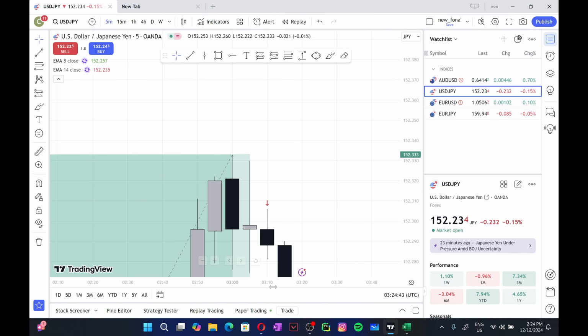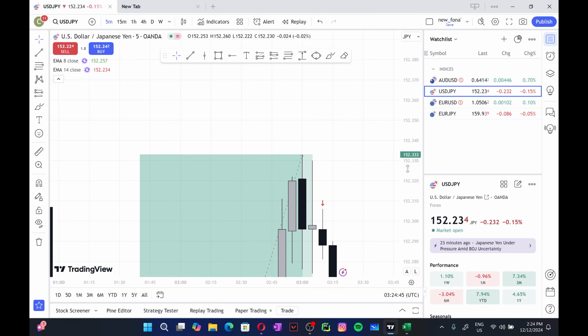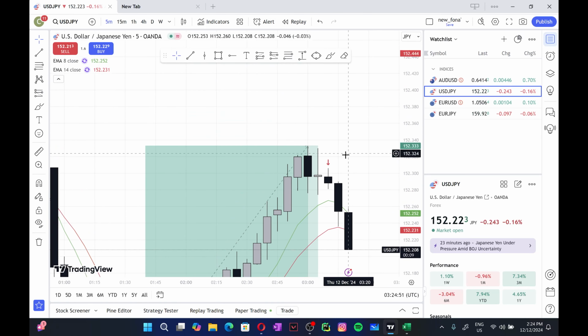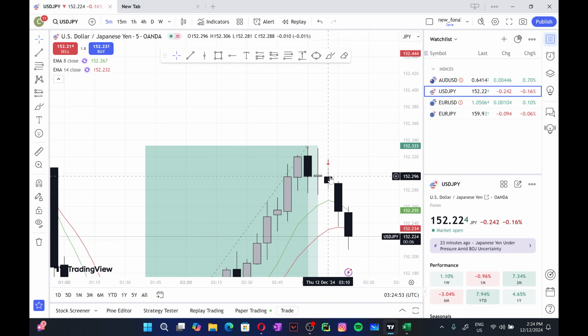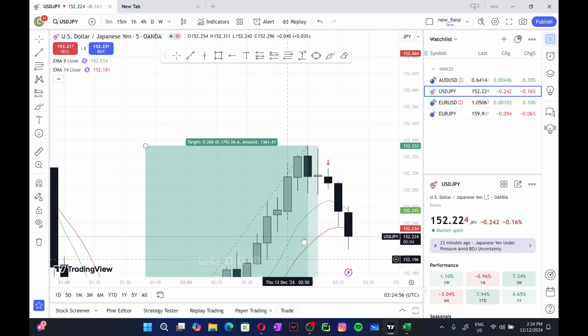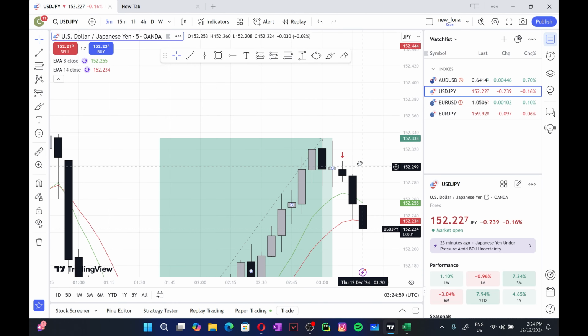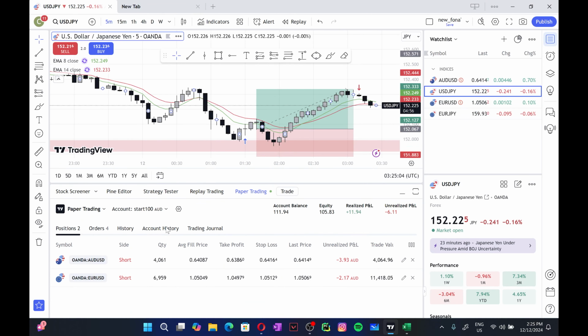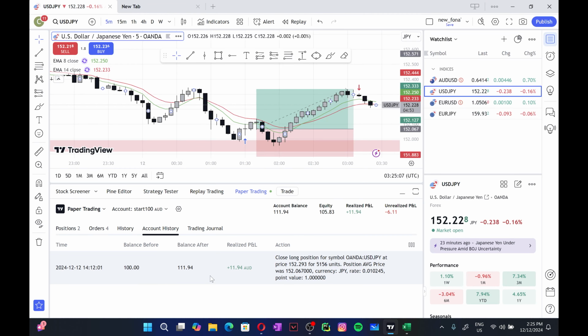Because of that, I ended the trade as soon as I saw a little downfall, in this bar. I think I ended right about that level, which I know means I could have made more money, but still I ended the trade and took the profits. If I go into account history, I ended it with $11.94 as the profit, and the final balance has got added. So that's our first profitable trade.